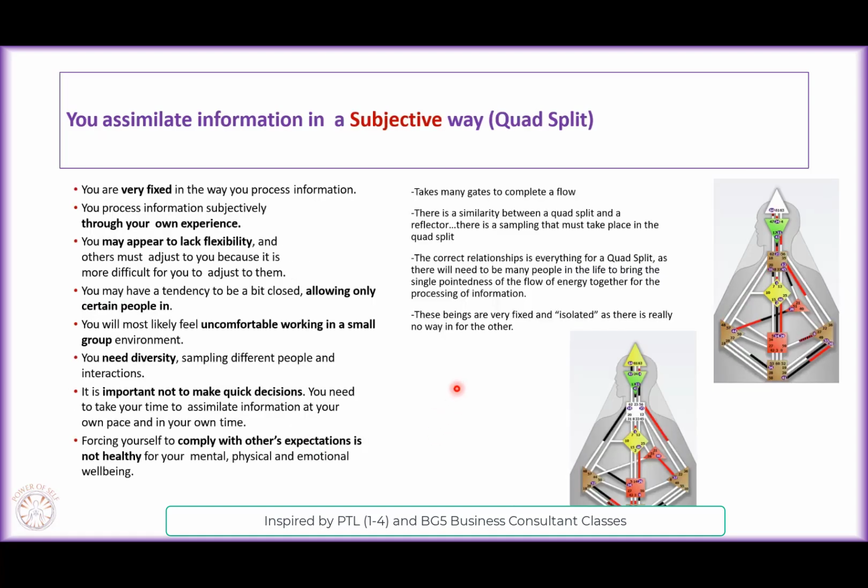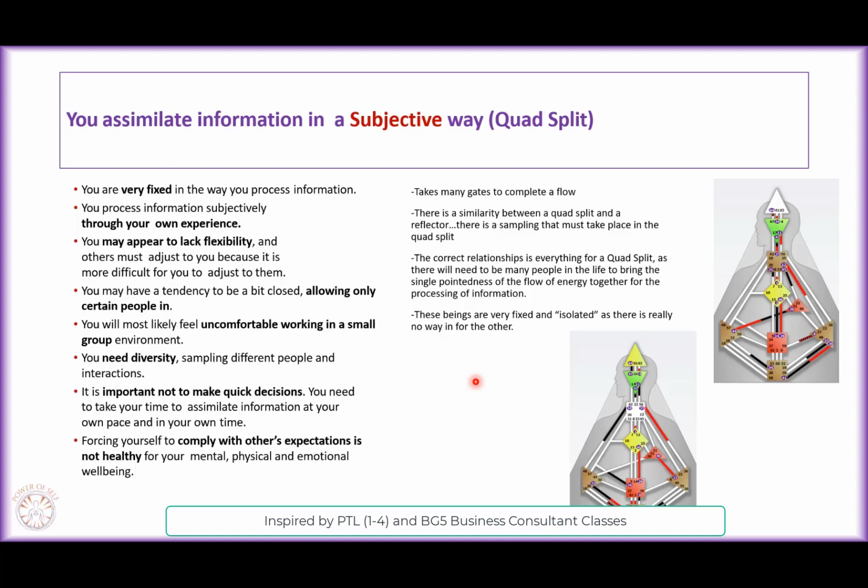Quad splits, you can have 8 centers defined, or all 9 of them defined. And I guess I don't have my 9-centered one here. Okay, as an example, that's funny. So there's going to be 4 different islands of energy through each one of these. And this is a subjective way. So you're actually quite fixed in how you process information, and you process information subjectively through your own experience.